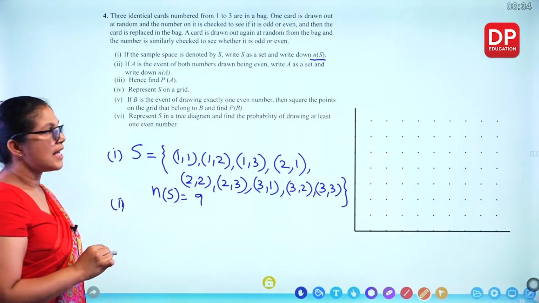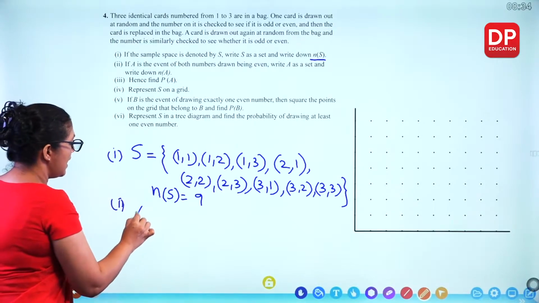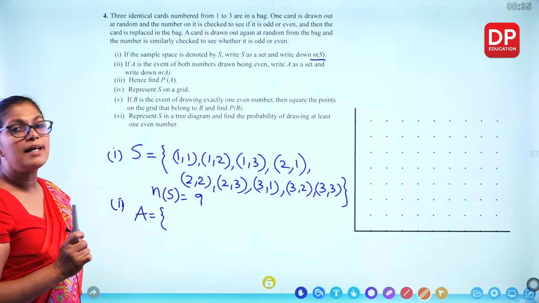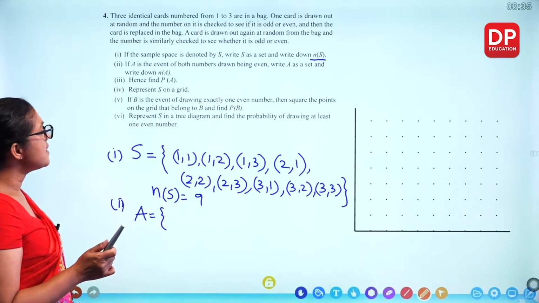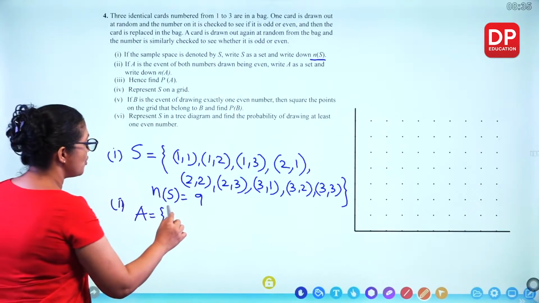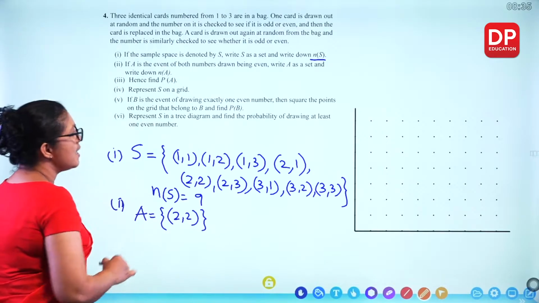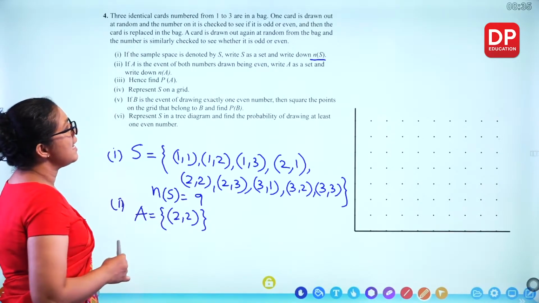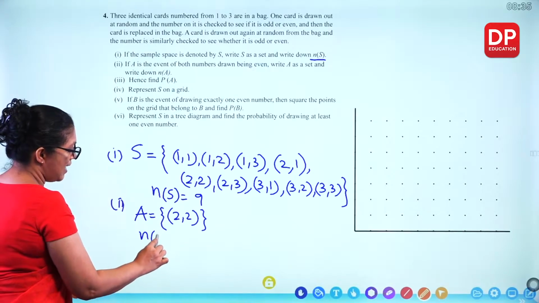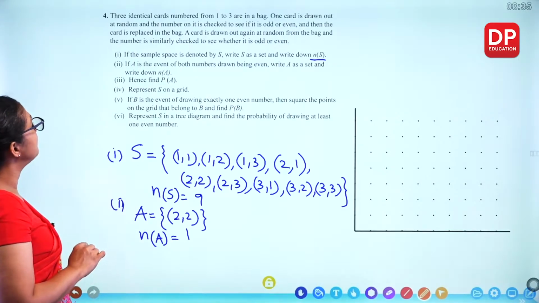9 outcomes are there. Now second part, A is both numbers are even. So what are the numbers even? Only 2 is even. So you can write {2}. 2 is the only possibility to get both even. So what's the n(A) value? Just 1 outcome is there.